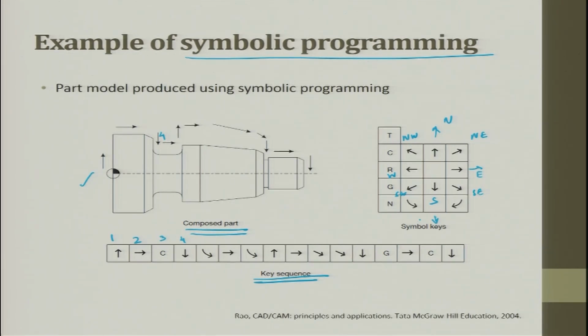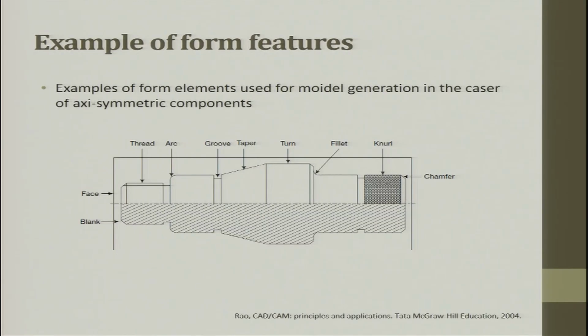This is the key sequence to generate the process. These are the symbols. With these symbols you can try to draw this component, and then you can start feeding the dimensions and get the data. The examples of form features, this is an example. So this is a feature. From the blank, whatever features you want to make, you can try to draw them and then try to store them.